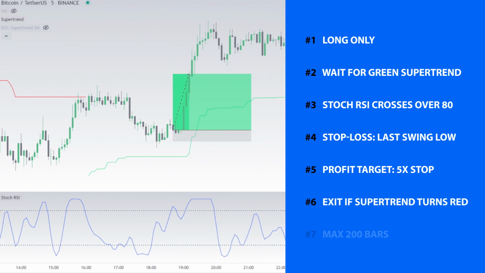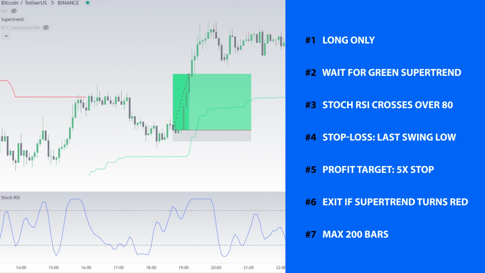Rule number 6. If Supertrend turns to red, we immediately close the position. And the last rule, which is quite important, if the price doesn't reach any of the exit points after 200 bars, we exit the trade regardless of the outcome. If a trade needs more than 200 bars to finish, which is more than 16 hours, the trade is obviously not a strong one, so it's time we close it and move on searching for better opportunities.